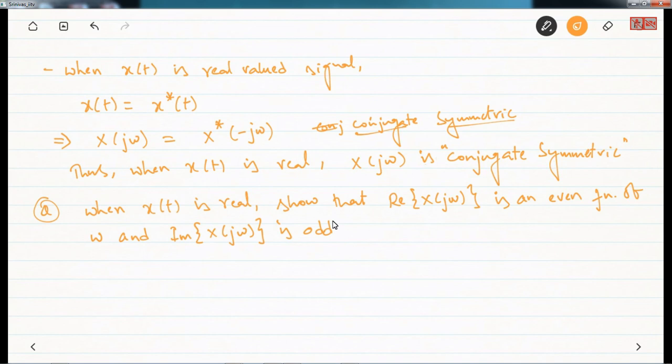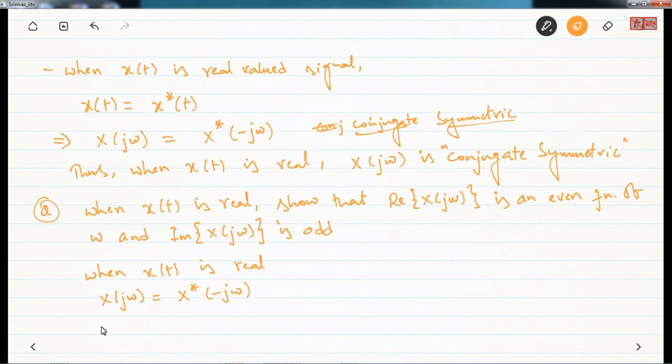Say there is a signal x of t, and let's assume that x of t is a real valued signal, right? So it will have a Fourier transform X of j omega. What we are trying to show is, let us see whether real of X of j omega is even or not. So we know that when x of t is real, X of j omega is X conjugate of minus j omega.